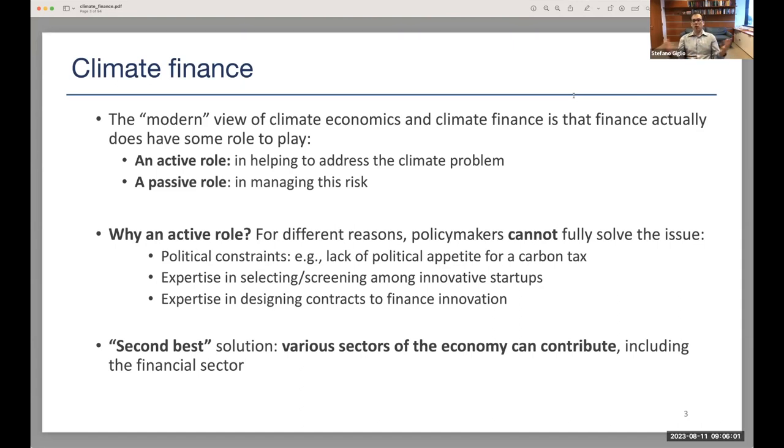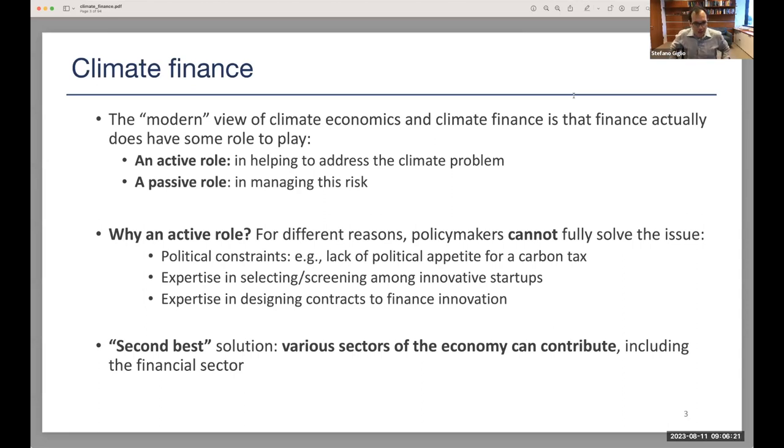And the passive role is very natural to us doing finance, which has an important role in managing the risks coming from the climate. So even if you think that finance actually has nothing it can do to change the path of the climate, well, at the very least, it's still going to be useful to manage the risks arising from that. So this second role is pretty clear.